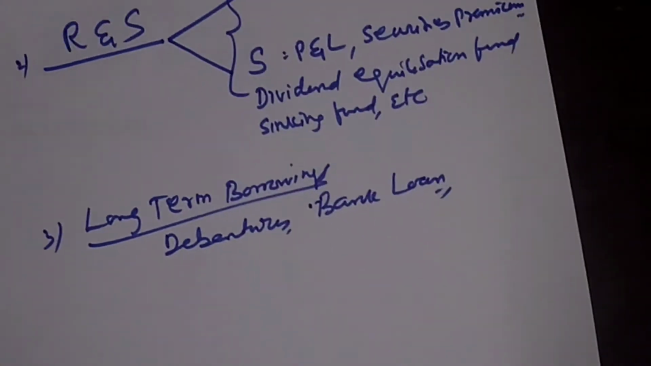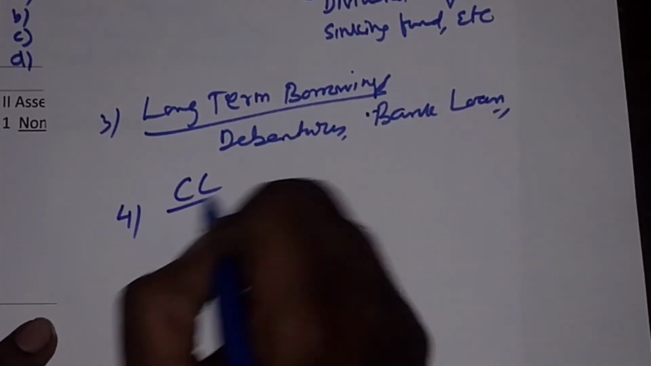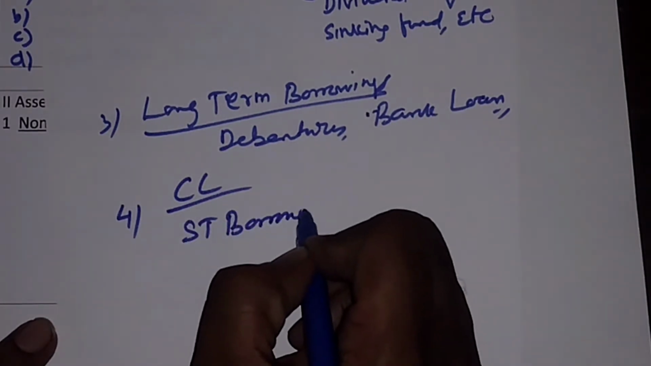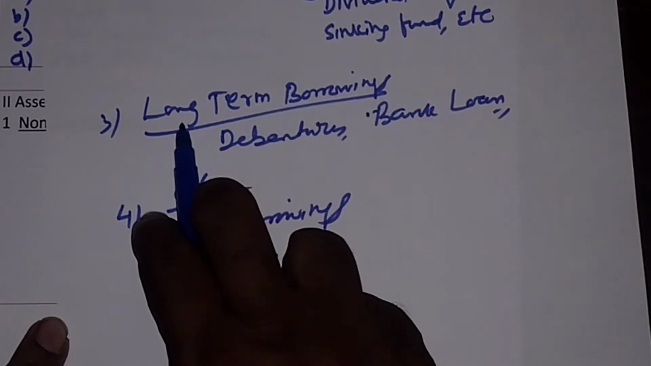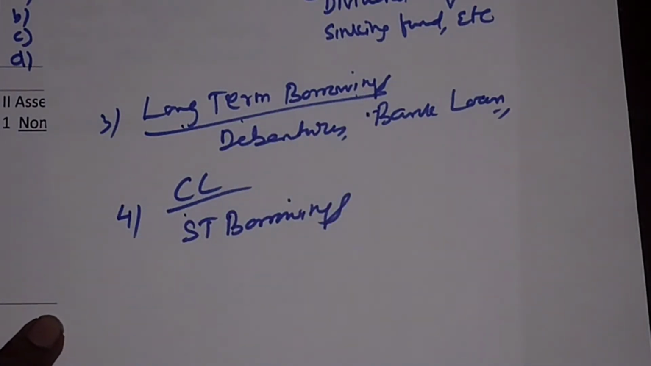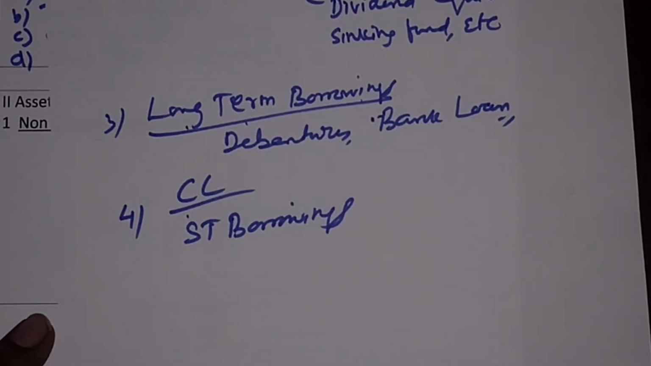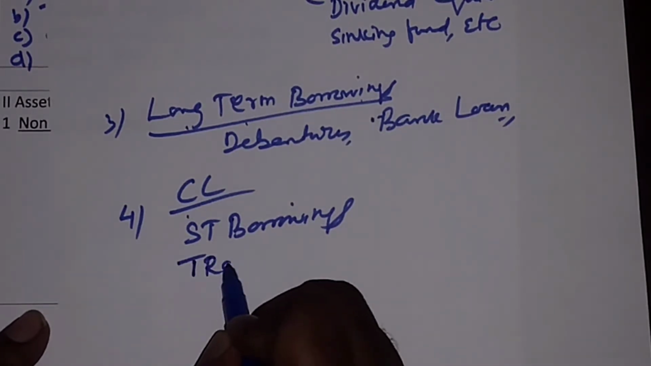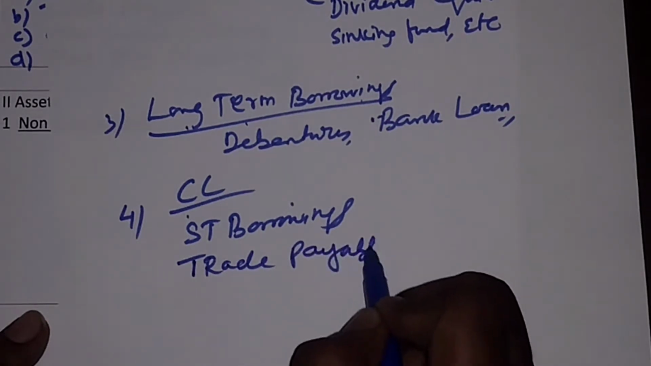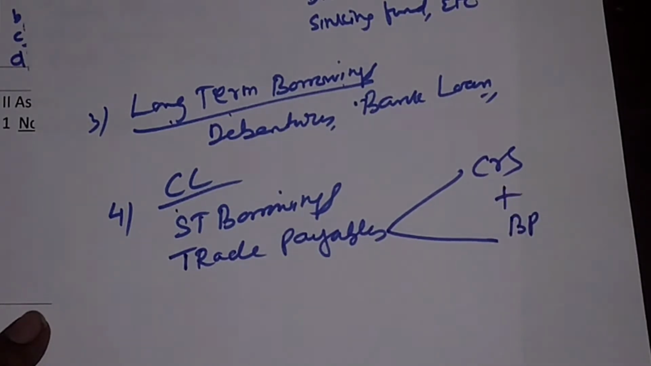Now, after long-term borrowings, the next one under current liabilities is short-term borrowings. Any borrowing which has to be paid within 12 months is called a current liability. Anything which we pay after more than 12 months, we call the long-term borrowings. Short-term borrowings is over. After that, the next one is the trade payables. This trade payables includes creditors plus bills payable.